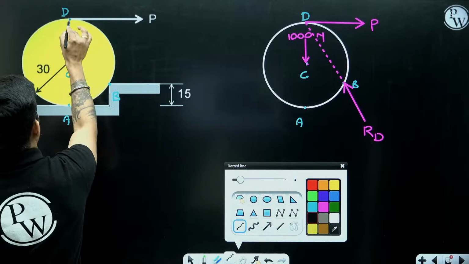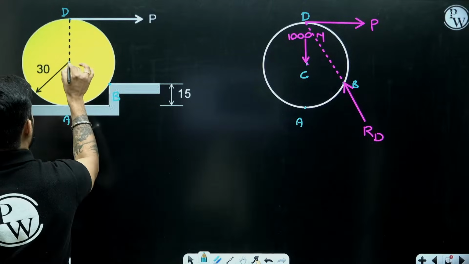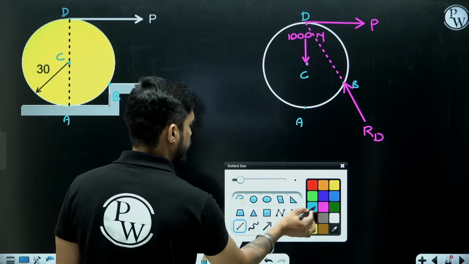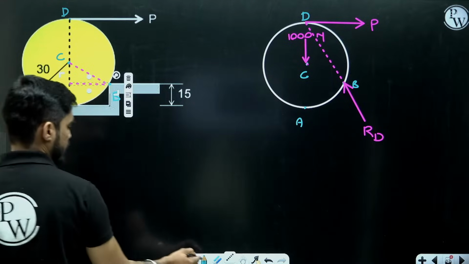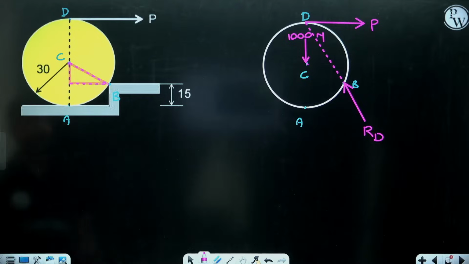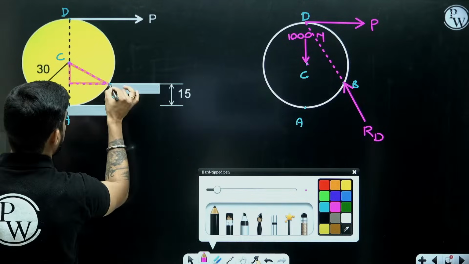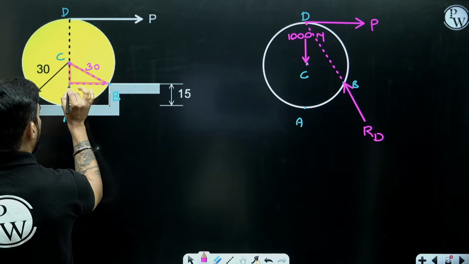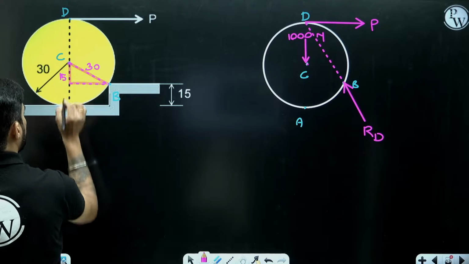So this 1000 Newton, let me first draw this line. Okay, this is the center C. Now what I am going to do is draw a triangle like this. Can you see this triangle? Yes. Now in this triangle, I know this distance. This will be the radius BC, 30 mm, right? Now I also know this distance. What will be this distance? This is 15 and this is 30. So this will be 15.